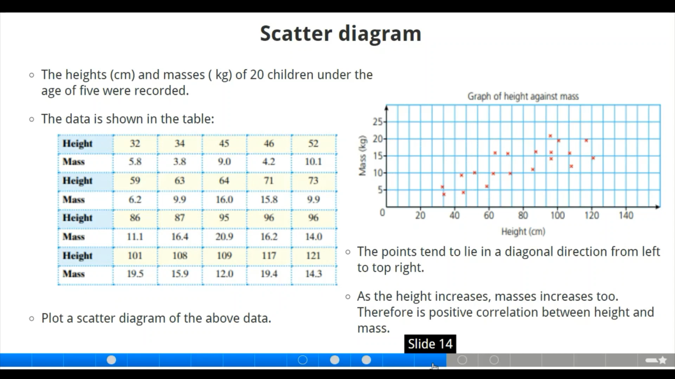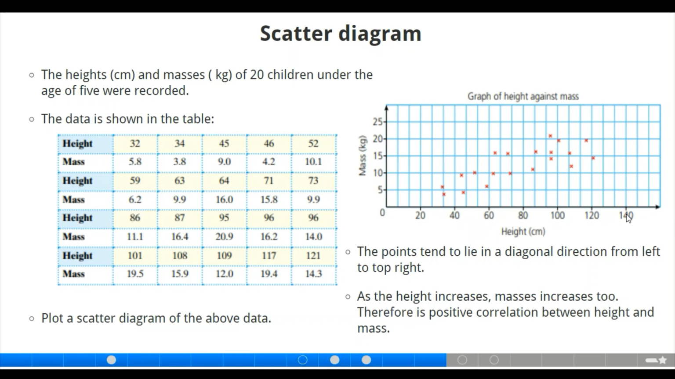The height in centimeters and the masses of 20 children under the age of 5 were recorded. So we have the height for 20 students. The total number of students here is 20, so we have to plot a scatter diagram for them. For the mass, let's check what the highest is. I think it is 19.5 here. So we have 25 to be the range, and for the height we have as much as 40.